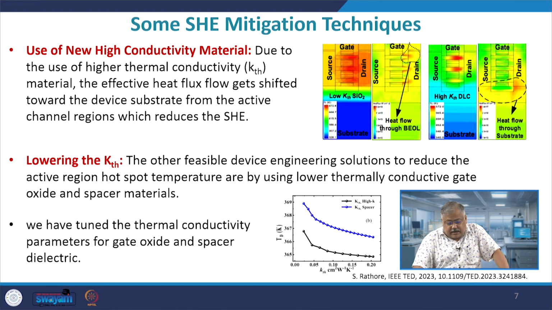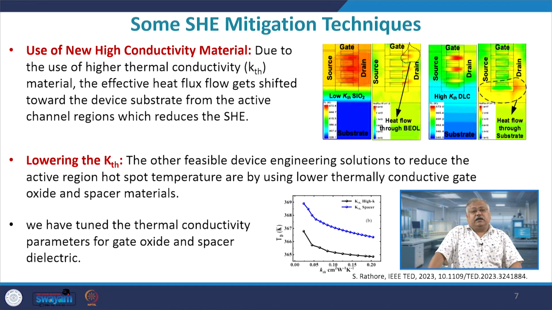Now, let us look at some self heating effect mitigation techniques. One is very simple: use a highly conductive material. Because of its higher conductivity, the heat flux will get shifted towards the device substrate, and from the channel regions you can reduce the self heating effect. So, one good methodology which people have followed is to use new highly conductive materials.